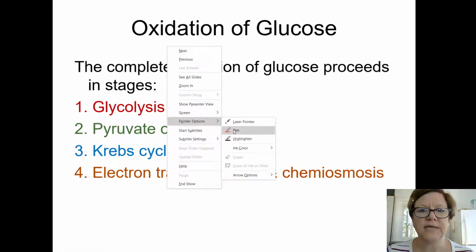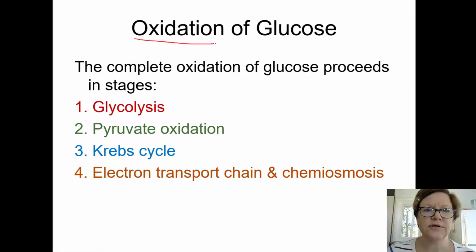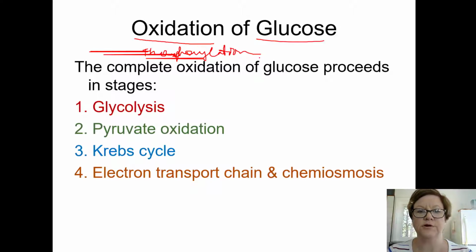So let me get my pen. So the breakdown of glucose is part of it, but also the phosphorylation. Phosphorylation is also an important part of this, and you'll see it woven in throughout all these stages. Most of your ATP will be seen in the fourth stage here.